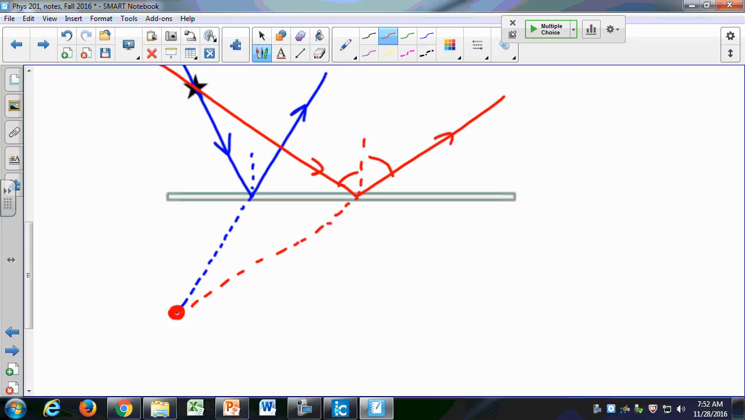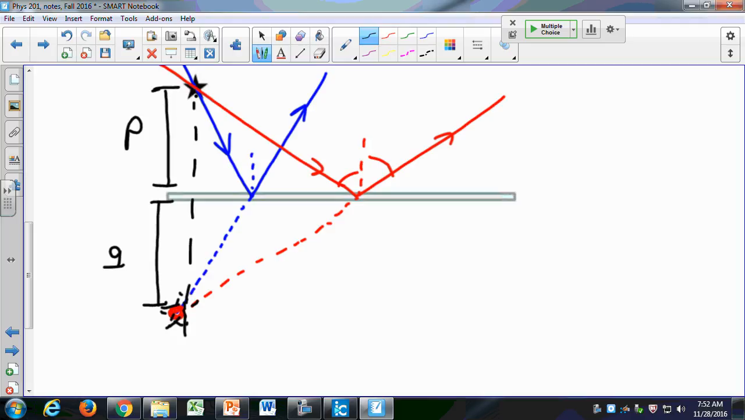So the image of my star is going to be right there. Now, I haven't done it very carefully. It should really lie right across from the other star. It's pretty close. This is my object distance, I call that P. This is my image distance, I call that Q. And I know for flat mirrors that P should equal negative Q, that those two distances should be the same.